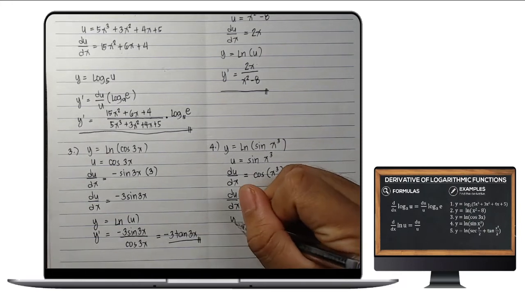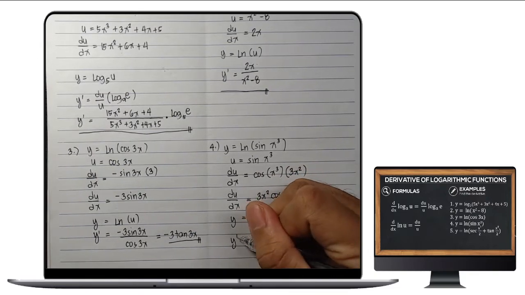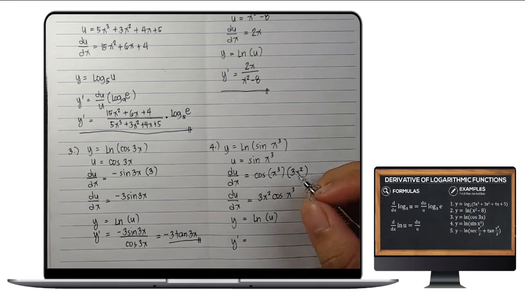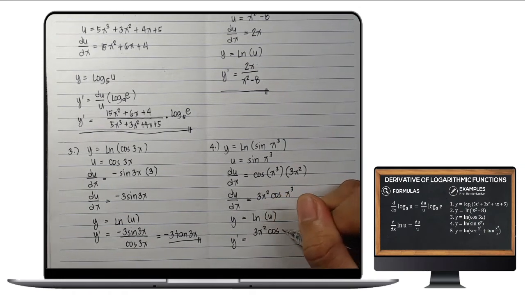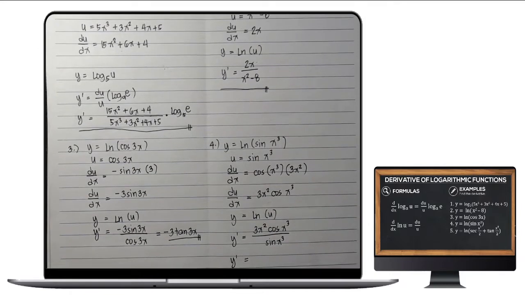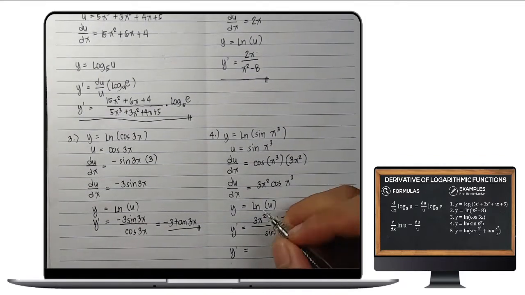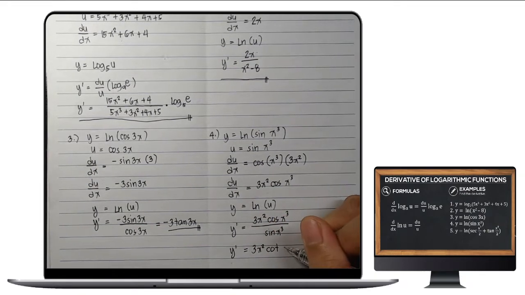Then, our y is equal to ln of u. And when we get its derivative, that is the derivative of u over u. So we have 3x squared cosine x cubed all over u, which is sine x cubed. And cosine over sine is equal to cotangent. So we have 3x squared multiplied by cotangent of x cubed.